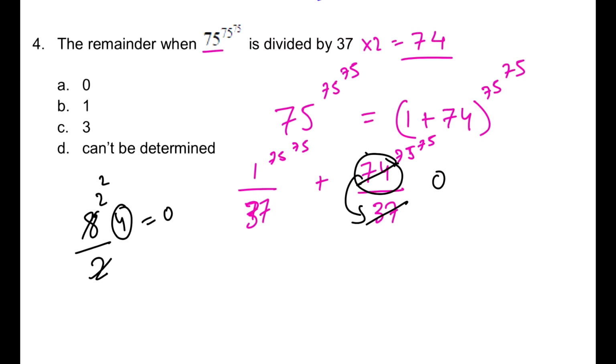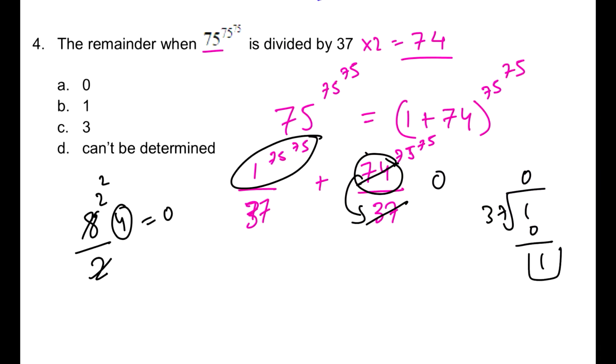तो इस पार्ट से तो रिमाइंडर 0 आ गया, but 1 to the power any number gives you back 1 only, because 1 into 1 into 1 into 1 unlimited number of times will also give you 1. अब जब आप 1 को डिवाइड करोगे 37 से, so of course you will get the remainder as 1 and therefore the answer of this question is 1.